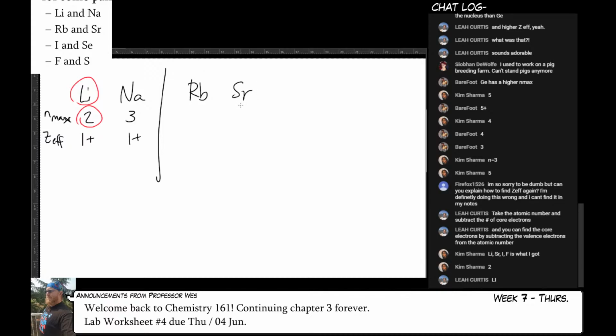We'll do the same thing with rubidium and strontium. What N are they in? 1, 2, 3, 4, 5. And then what's their Z effective? All right, which one's harder to ionize? And why? Well, the difference is down here. And strontium has a stronger attraction to its nucleus. Its valence electrons do anyway. So strontium must be the one with the higher ionization energy.